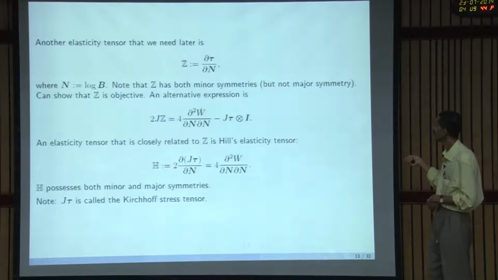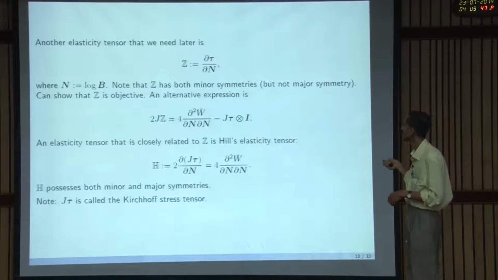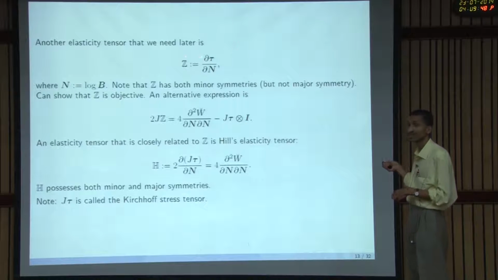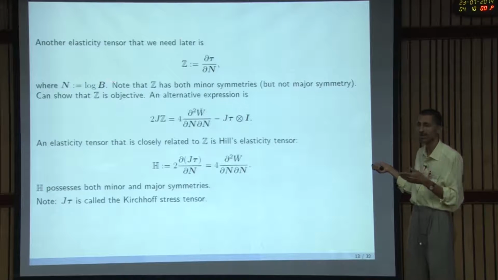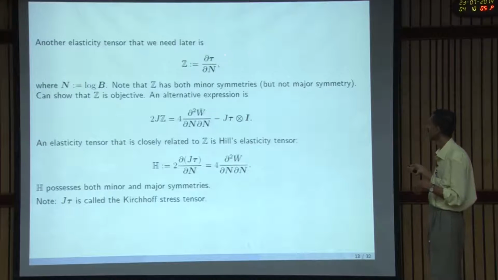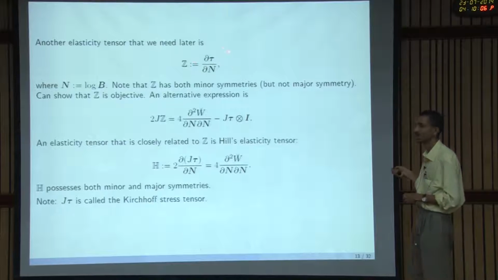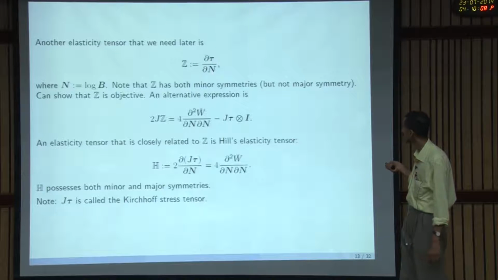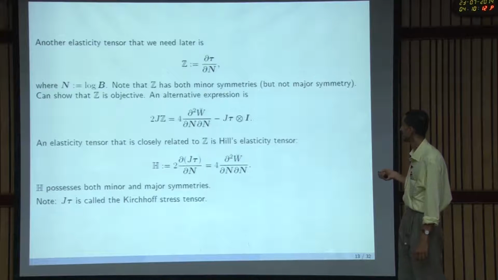So this we define as the derivative of the actual stress, the true stress, which is the Cauchy stress, with respect to the true strain. So this is the derivative of the true stress with respect to the true strain. So this is the tensor we are defining ourselves. So this is not there in the literature. So this is just our own definition, and it has both minor symmetries because tau is symmetric and n is also symmetric. So it has both minor symmetries, but not necessarily major symmetry.